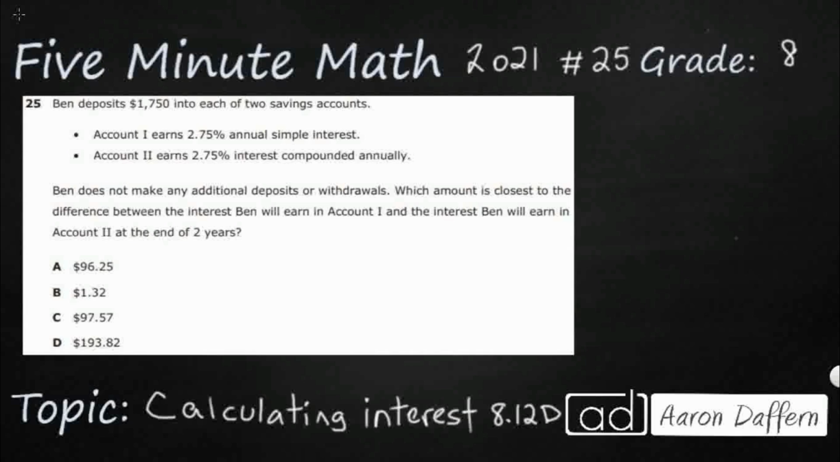So we've got Ben making the same deposit, $17.50, into each of the two savings accounts. So let's make sure that $17.50 goes into both. 2.75% annual interest rate, but here's the difference. One is simple, one is compound. We've got no additional deposits or withdrawals, which means the principal does not change. And I'm looking for the difference between the two. Okay. So we can calculate that. It's quite a bit, but let's see. Simple interest. This is going to be my account 1.